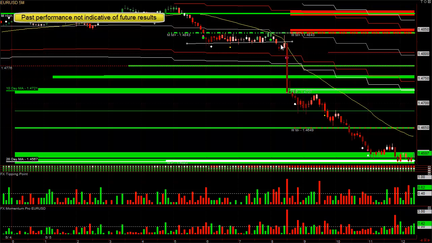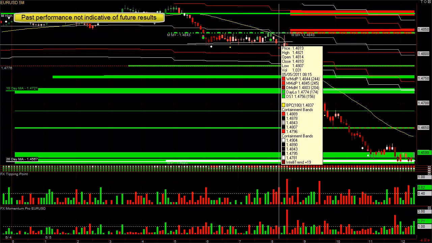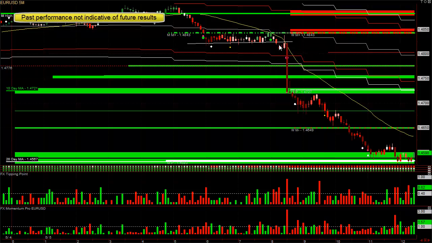You're already in the trade before. Everything was showing it was more likely to go down than up. And even if you got out of it underneath the lower containment band right here at one of our trading zones at 88, you made 110 pips or so.